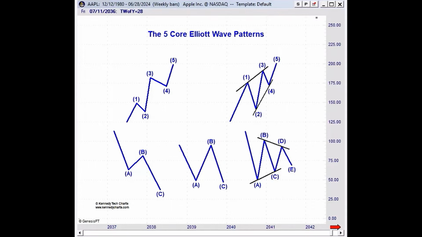Now, we first looked at the impulse wave. We talked about that on Tuesday. Yesterday, we looked at the ending diagonal. Well, today we're going to continue our discussion by examining how to trade, or how to take advantage of, a three-wave decline, specifically the zigzag, and that's this pattern in the bottom left-hand corner.